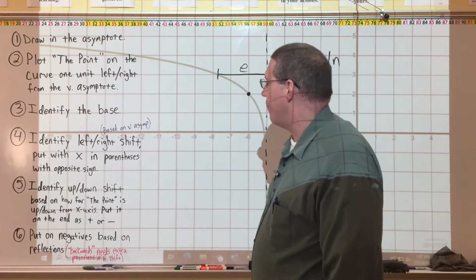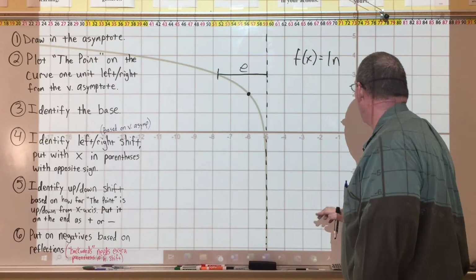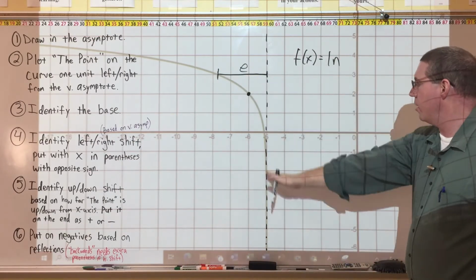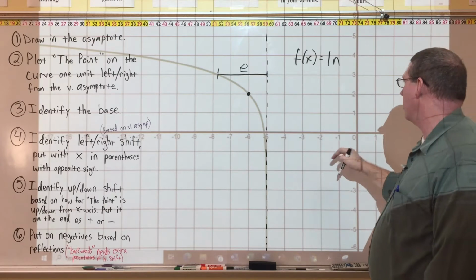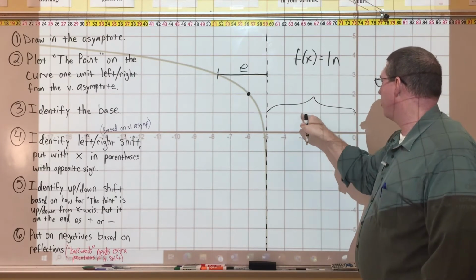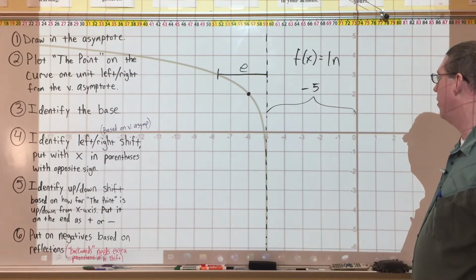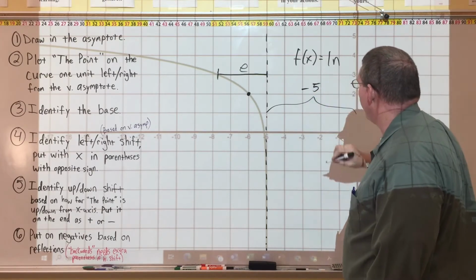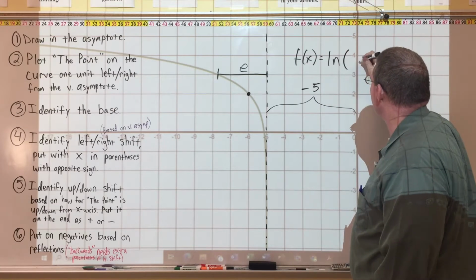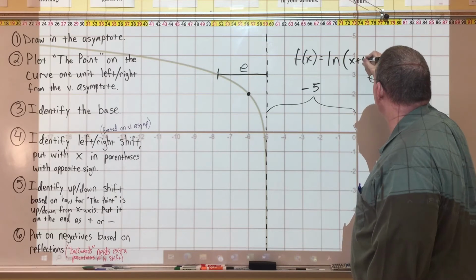Now it says identify the left or right shift based on the vertical asymptote. Okay. Well, the vertical asymptote is here. The y-axis is all the way over here. Looks like the distance between the two is 1, 2, 3, 4, 5. And it's to the left. That's a -5 shift of the vertical asymptote. So that means that in parentheses we're going to have x plus 5.